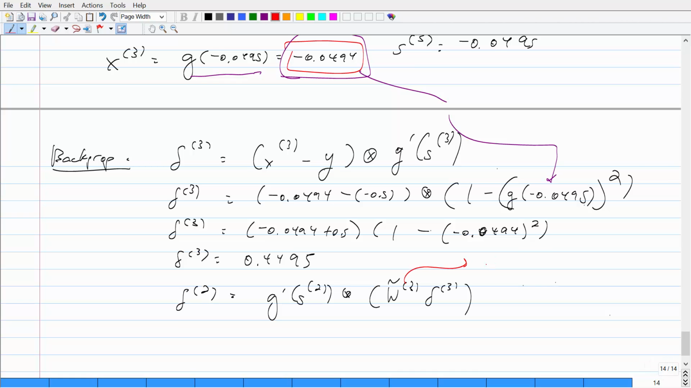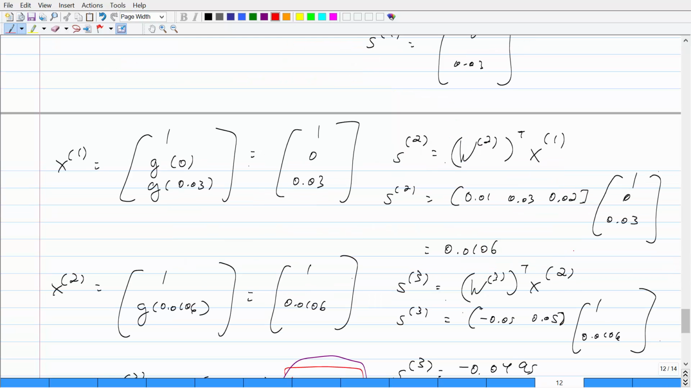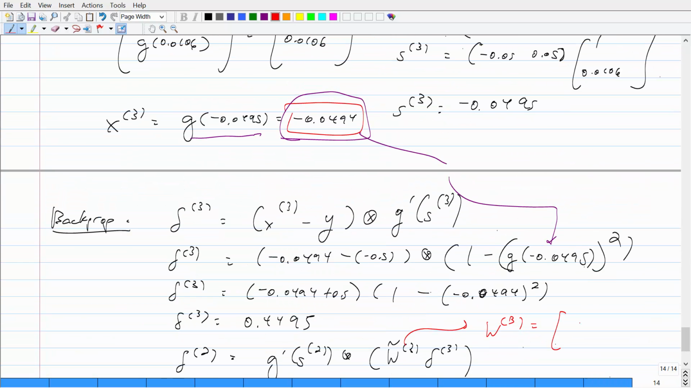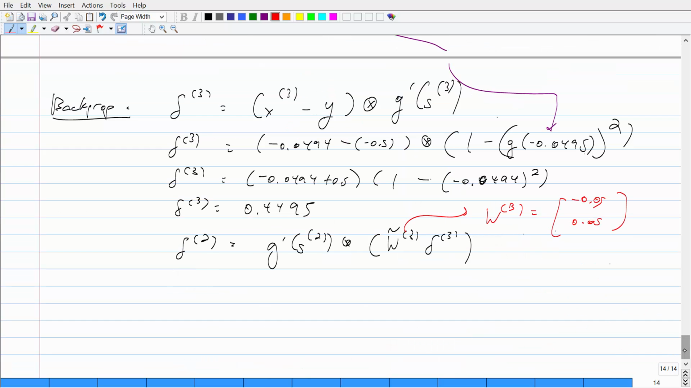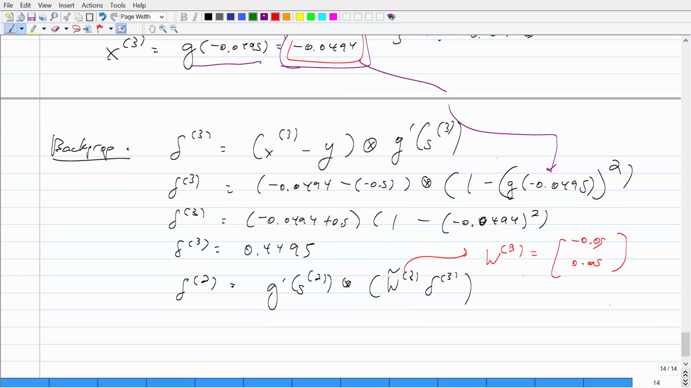Just a reminder, the weight matrix between the second hidden layer and the output is equal to minus 0.05 and 0.05. The tilde means you're supposed to remove the first row. In this case, you just get rid of this. If you had a matrix with more than one column, just remove the first row. So we have 1 minus G of S of 2.